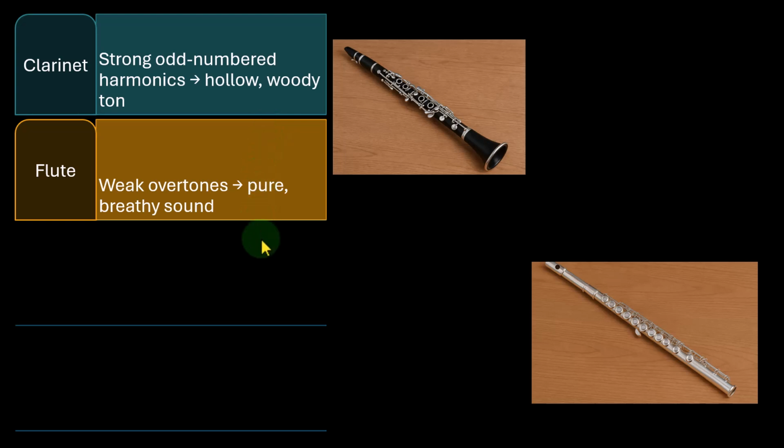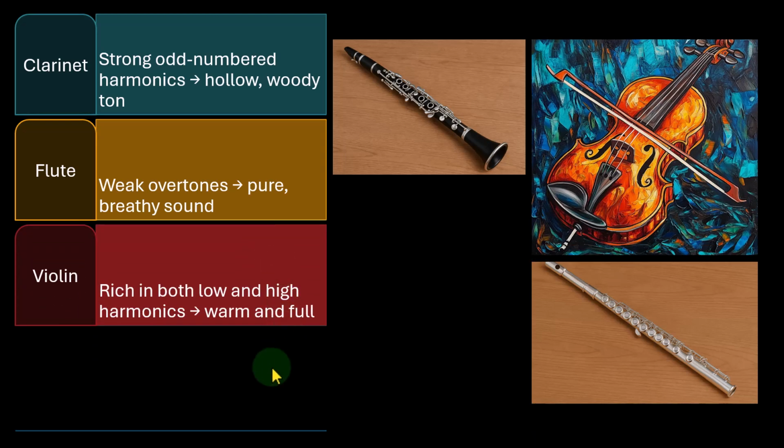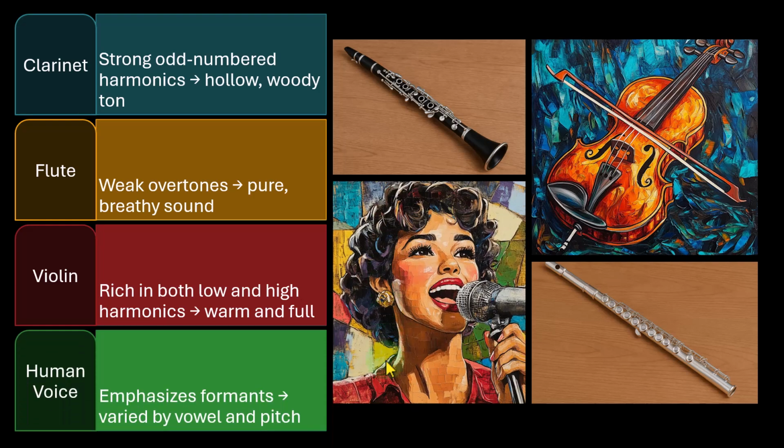We have a flute. It's got weak overtones, a pure, breathy sound, okay? The violin is rich in both low and high harmonics, warm and full. Doesn't that sound like a nice red wine or something like that? They can get a little bit wonky when people start describing their wine, you're like, did you really get that from that? I feel like the terminology has gotten a little bit off, but we have to describe it somehow. So the human voice emphasizes formants, varied by vowel and pitch.